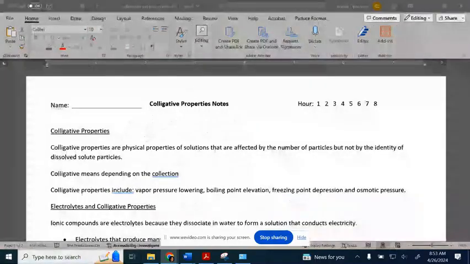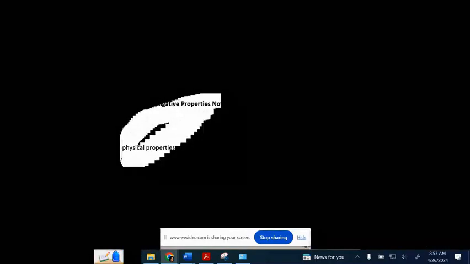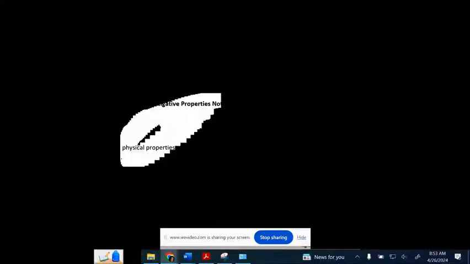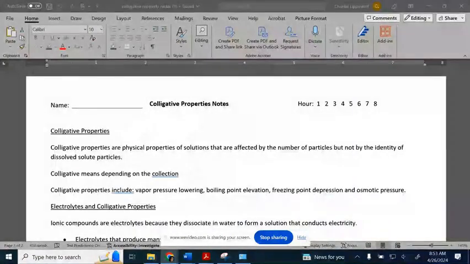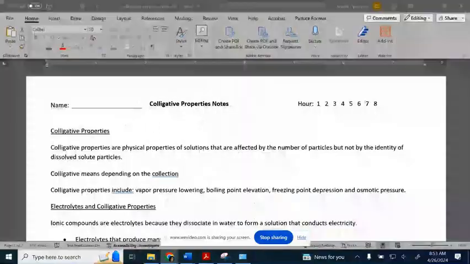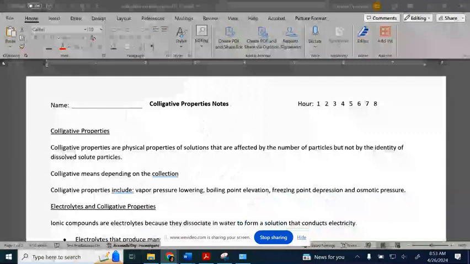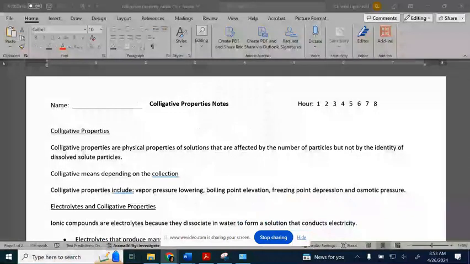So colligative properties, it sounds complicated. There's a little math to it, but it's not bad. Okay, so don't let it get bogged you down or scare you or anything. What I'm going to do is explain to you why we put salt on the roads. Okay, essentially, why does that work? So we're going to talk about that today.